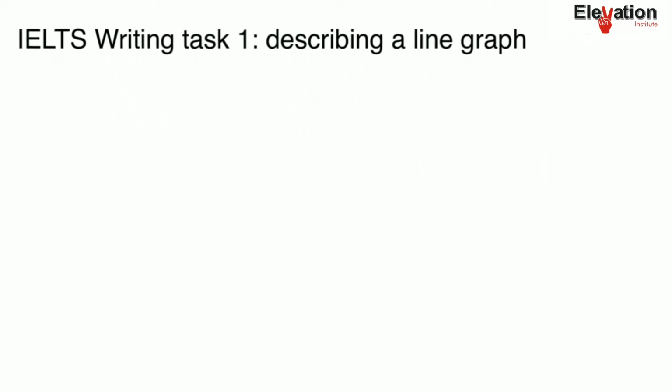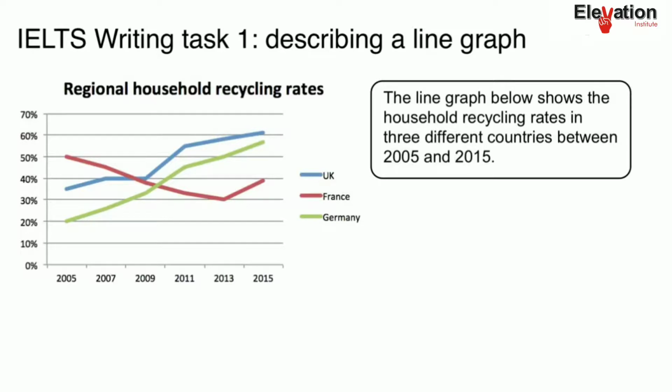And in this lesson we are going to learn how to answer IELTS Academic Writing Task 1, namely how to describe a line graph. I'll give you all the essential information to give a Band 9 answer. So let's take a look at the given line graph.